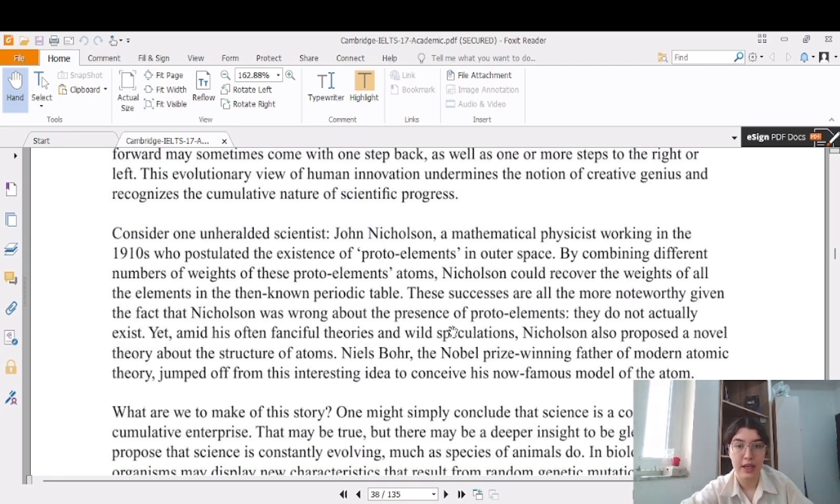So basically it's saying that Nicholson came up with some theories, and some of them were false, but after Nicholson laid the foundation and proposed some theories, there was another person named Niels Bohr, the Nobel Prize-winning father of modern atomic theory, who jumped off from this interesting idea. It means Niels Bohr used the interesting idea of Nicholson to conceive his now famous model of the atom. So it was first Nicholson and then Niels Bohr, who proposed another theory and jumped off this idea and then proposed a famous model of the atom.